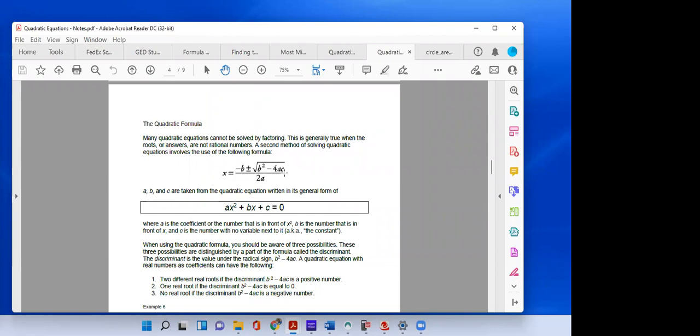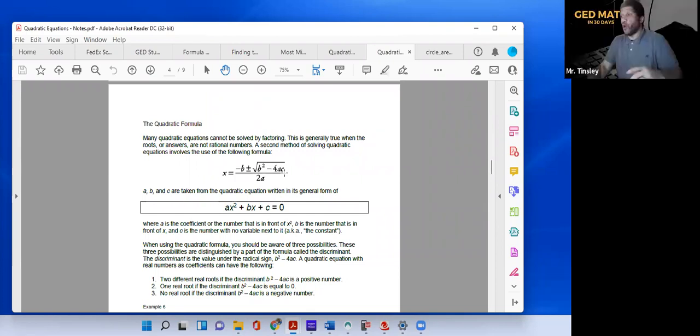When do you apply this formula? Wonderful question. So remember what I said. If A is equal to 1, try to factor it. If A is not equal to 1, use your multiple choice to multiply the binomials.